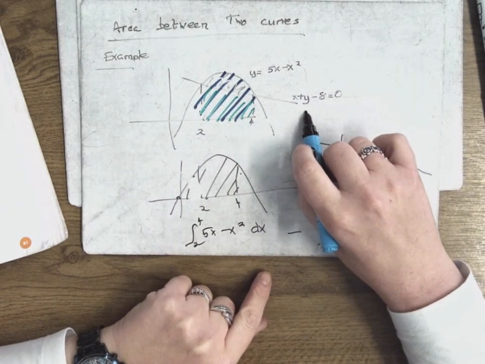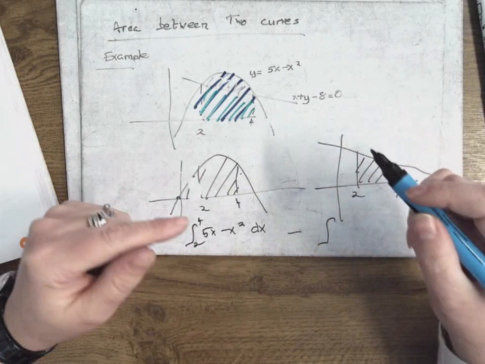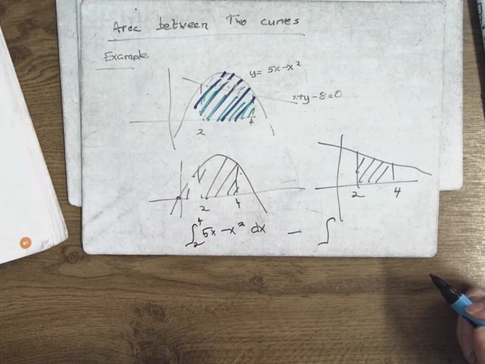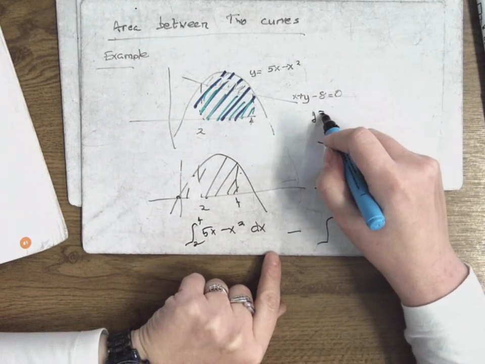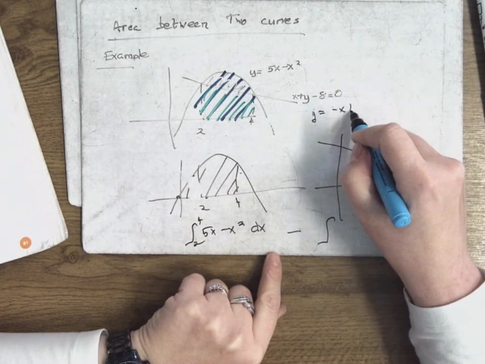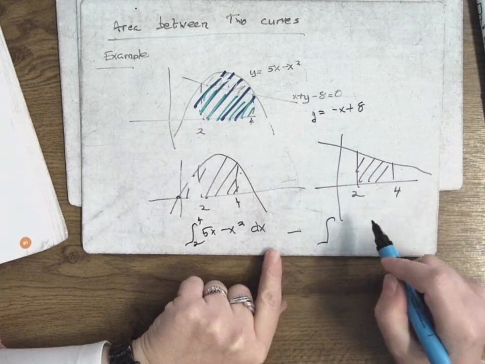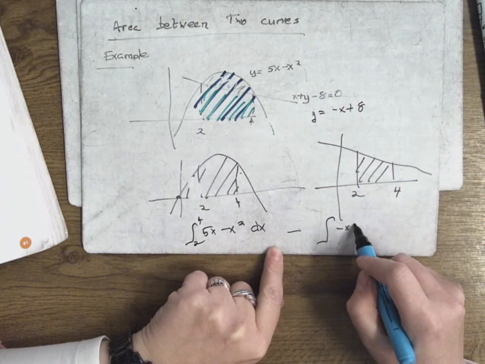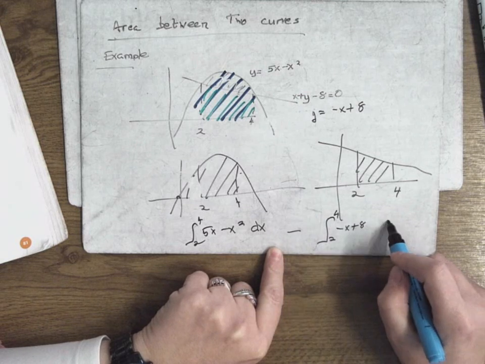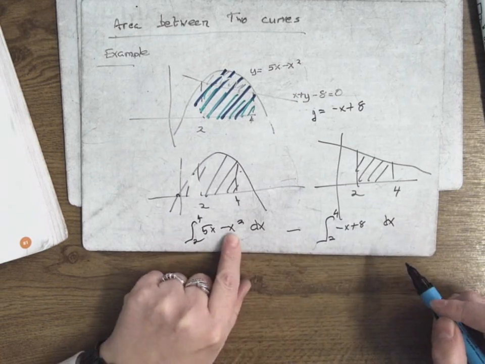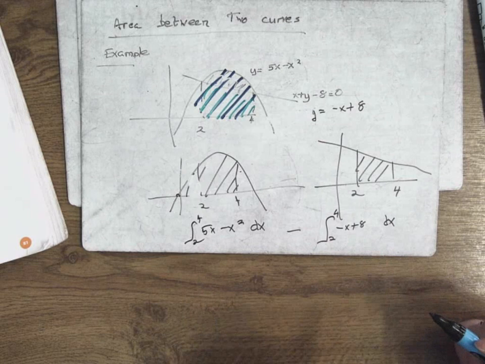now they've given me the line in the form x plus y minus 8 equals 0. If I wanted between the line and the x-axis, I have to rearrange this so it's y equals minus x plus 8, yeah? So then I'm integrating minus x plus 8 between 2 and 4 with reference to dx. So it's the area under the curve, take away the area under the line.